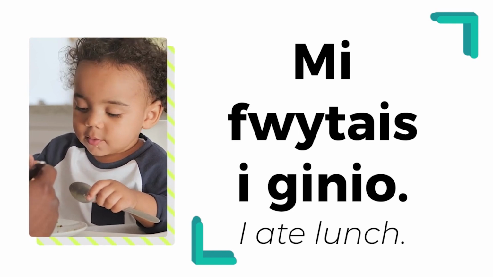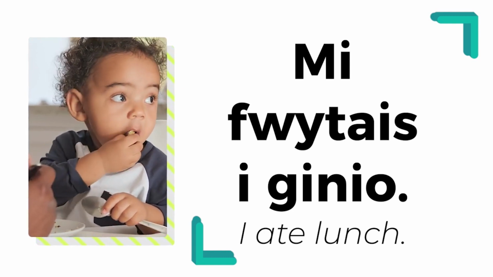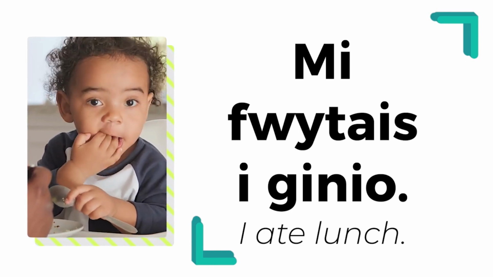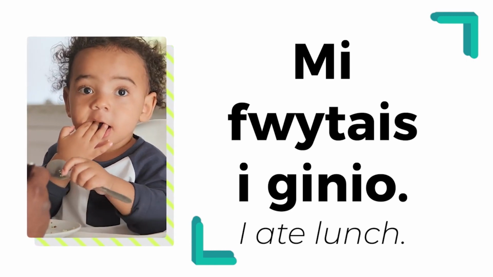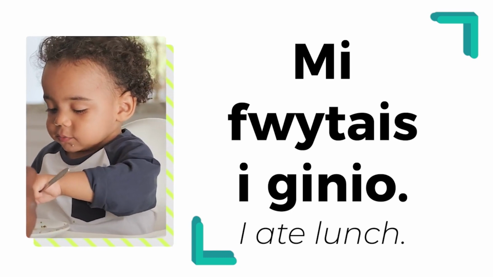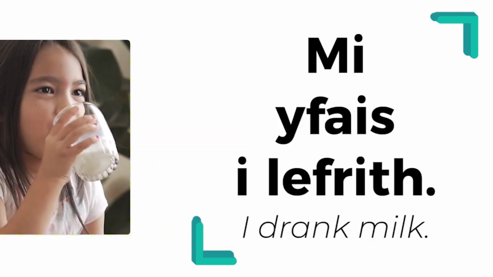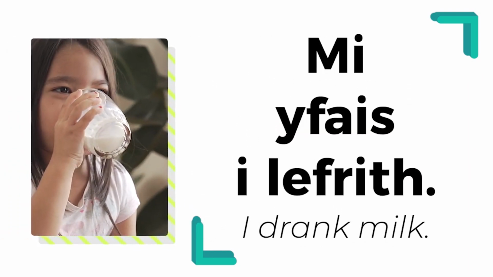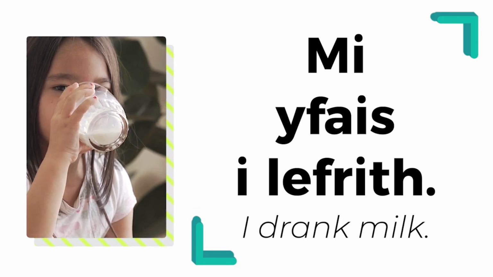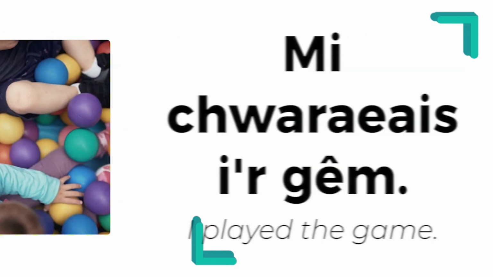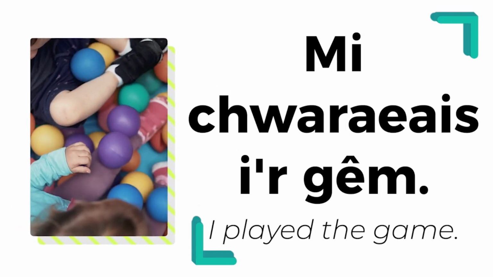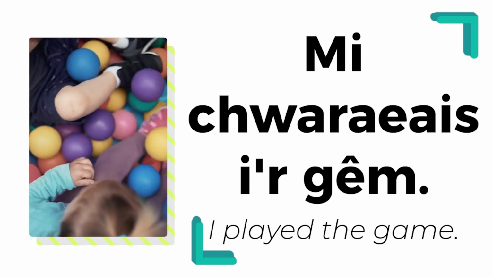With this form, we add an ending to the stem of the verb in order to conjugate verbs in the past tense. Enghraifft, for example, mi fwytais I ginio. I ate lunch. Mi yfais I lefrith. I drank milk. Mi chwaraeais i'r gêm. I played the game.